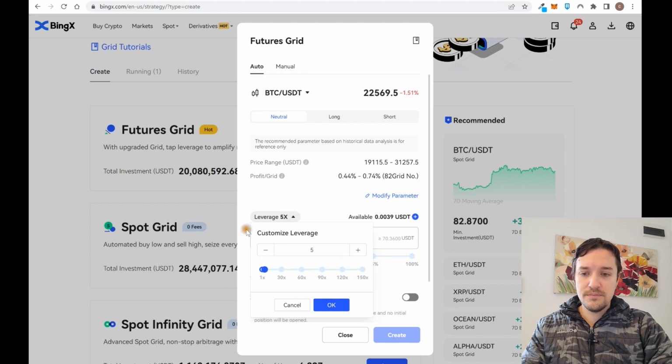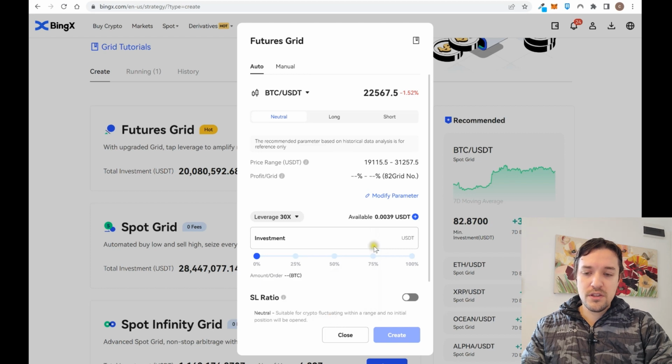That's the reality. But for example, if you increase the amount of leverage, you can reduce the amount of money that you need to invest. As you can see here, if we increase the leverage from 5 to 30, the minimum requirement to start investing with this futures grid is $20. You can also define a stop loss ratio to limit the losses if you wish, and you can decide which type of futures grid bot you want to use.